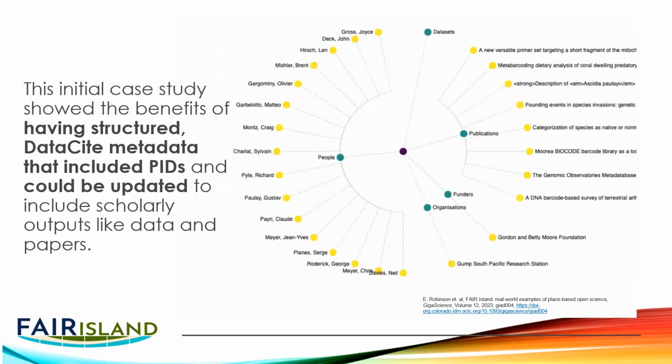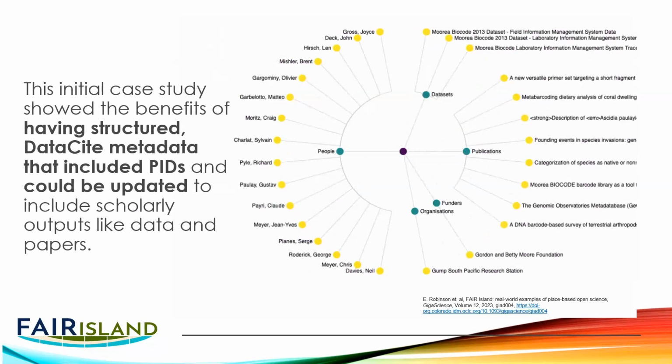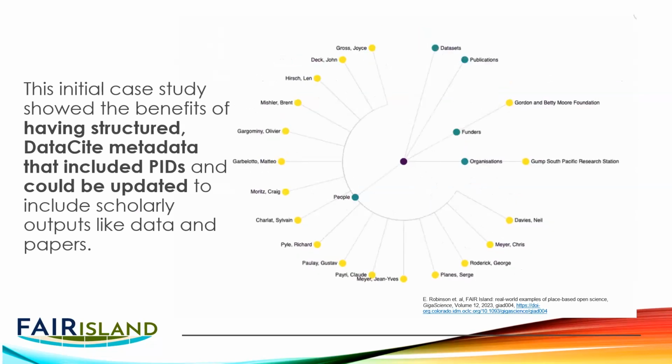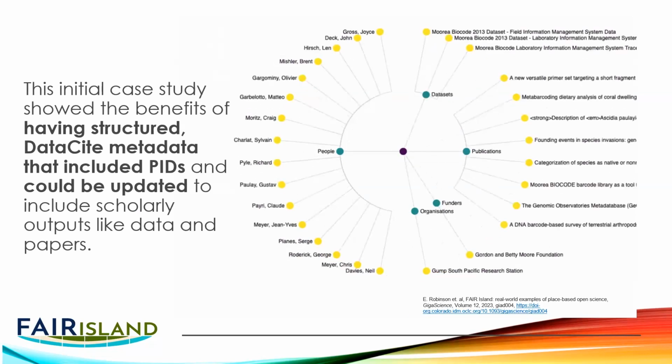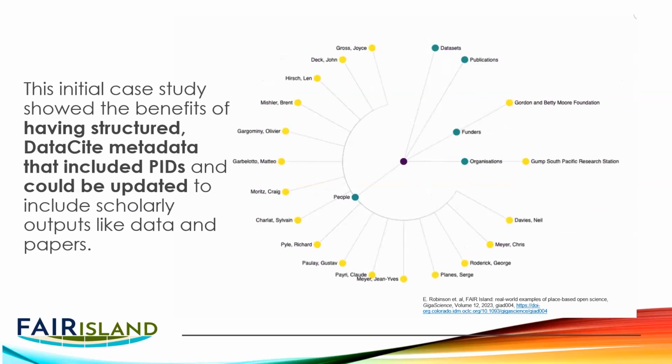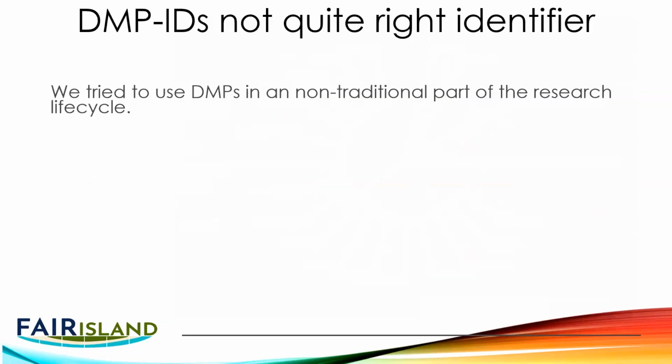And so really what this initial case study showed us was that having structured metadata and structured DataCite metadata that included PIDs and could be updated was really important to us. But one of the things that we struggled with was that data management plans weren't really the right kind of DataCite metadata. And so we tried using DMPs in this non-traditional part of the life cycle. And what we found was that research teams coming to the field station, they might already have a DMP or they might be funded by many funders and have different DMPs. So it just wasn't quite the right fit.